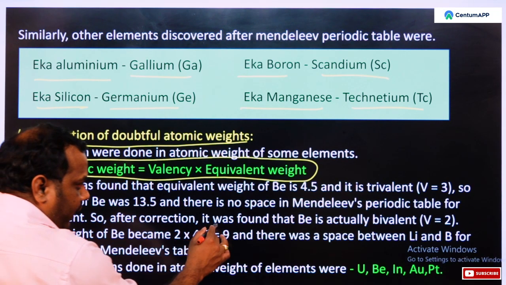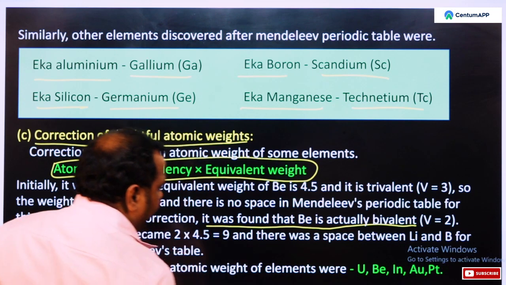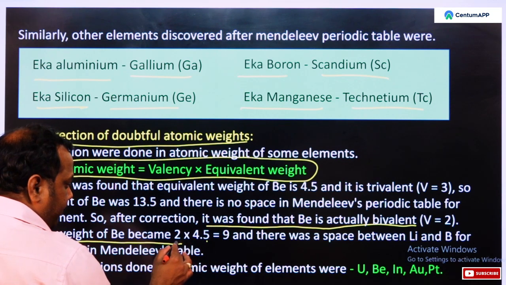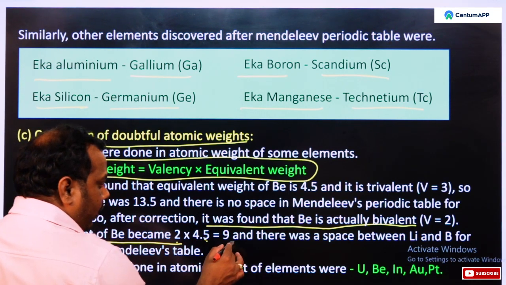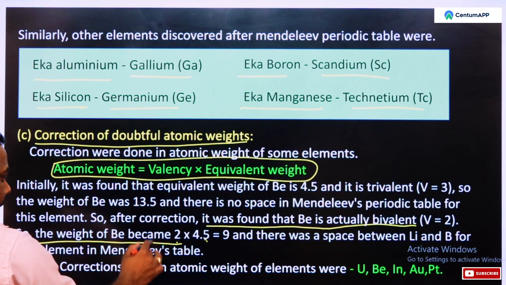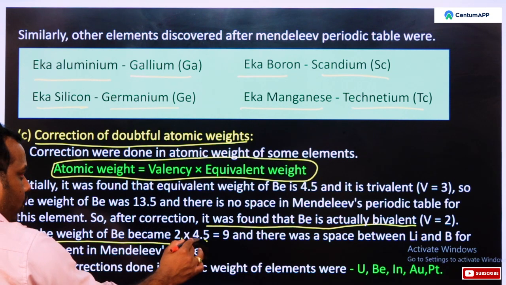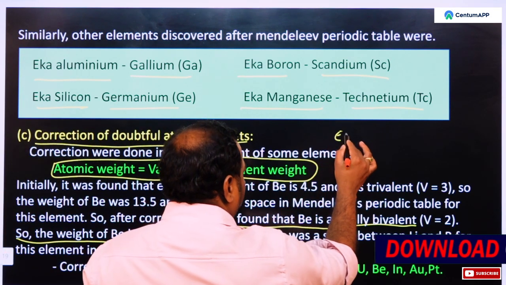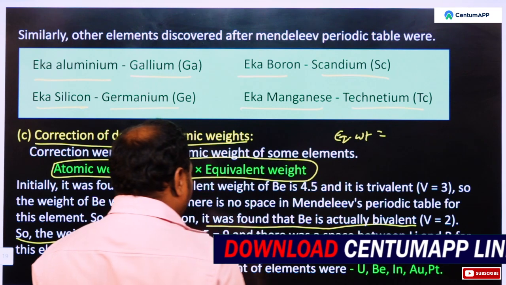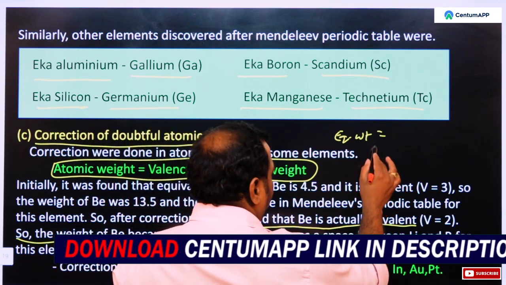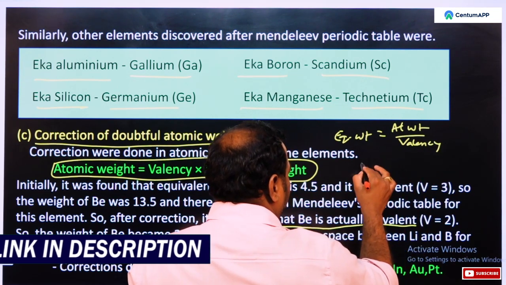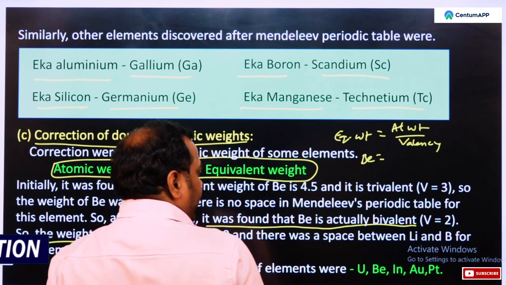After correction it was found that beryllium is actually bivalent, the valence is 2. So the atomic weight of beryllium becomes valence 2 into equivalent weight 4.5, which is equal to 9. What is the equivalent weight formula? Equivalent weight is equal to atomic weight by valency.